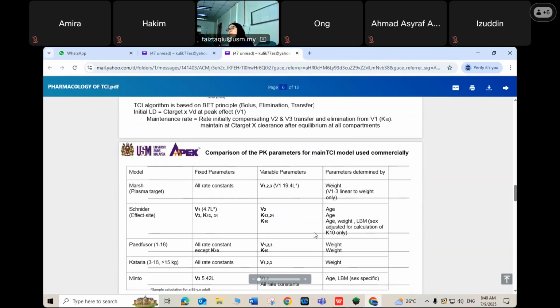Then you have the Pitfuser, Kataria, Minto for the remifentanil. So you see the variable parameters, almost all models will have that. Compartments 2 and 3 are variable, of course, because you can adjust the weight, the age and even the gender. Modified Marsh does have gender. Schneider also has gender. Variable means you can manipulate, with the exception of Schneider's V1, which is the central compartment.